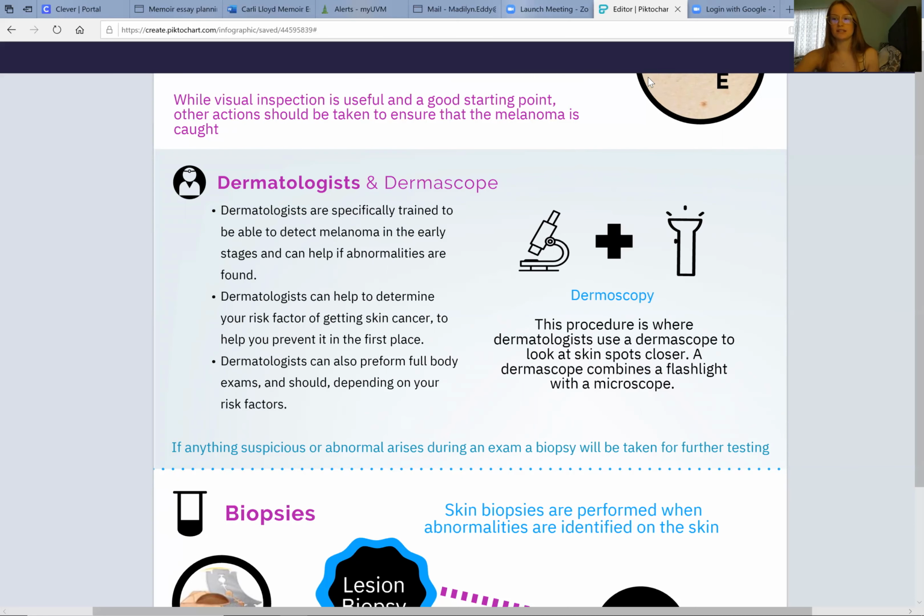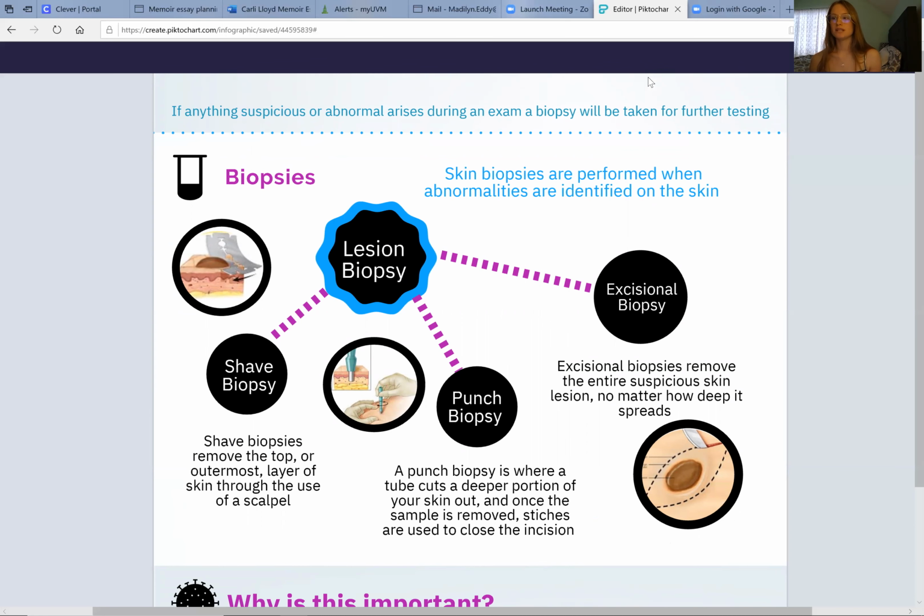There are many different kinds of biopsies that can be taken. The most common type of biopsy when dealing with melanoma is a lesion biopsy. This biopsy takes a specific portion of your skin and it's sent to the laboratory for further testing. And what type of lesion biopsy you're having conducted depends on the size of the skin sample that is taken. So a shave biopsy takes off the least amount of skin. It takes out the outermost layer of your skin with a scalpel. A punch biopsy goes pretty deep into your skin and cuts out a bigger portion of your skin. Once that skin sample is removed, the incision does need to be closed with stitches.